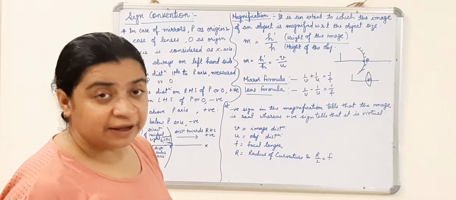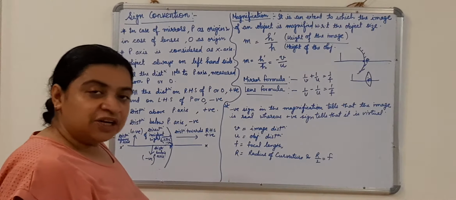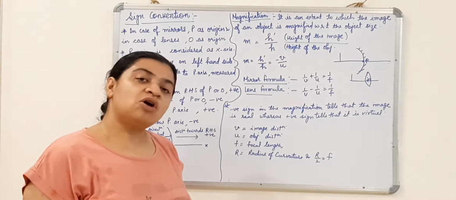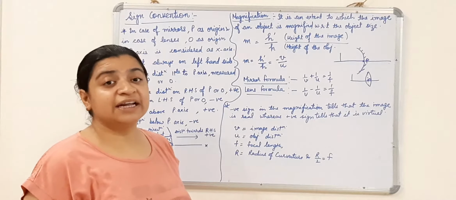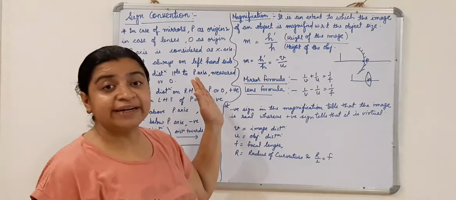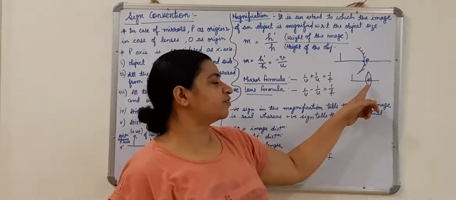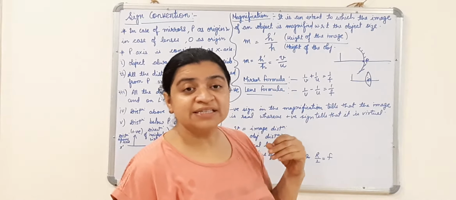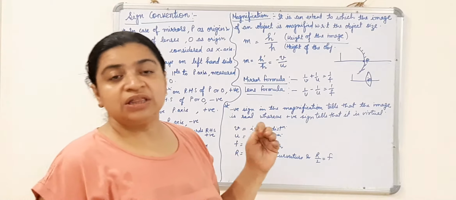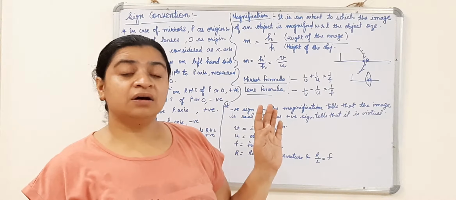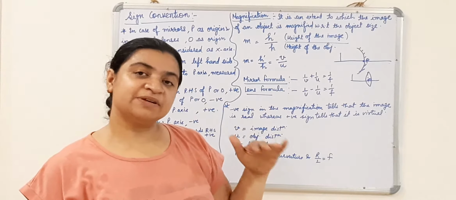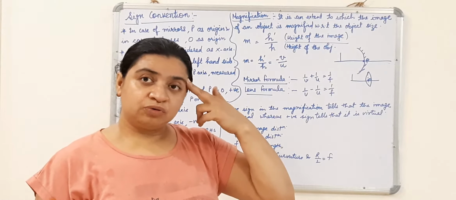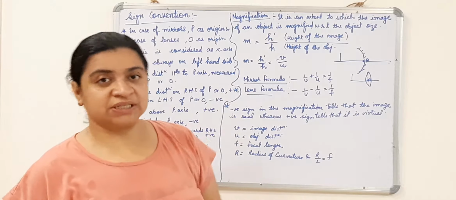That is why, whether you do the numericals of lenses or of mirrors, the object distance is always negative, because the object is always on the left hand side of the pole or of the lens. So that is why object distance is always taken as negative. In the question you will not be given object distance, image distance, focal length, all these things as positive or negative. You have to think and put the sign yourself.